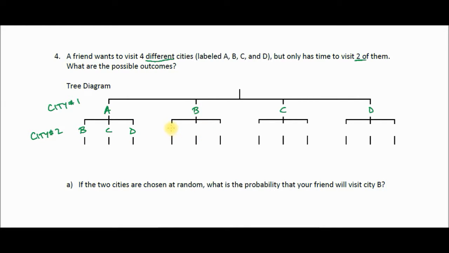And for branch B, the only possible choices are A, C, and D. And branch C, A, B, and D. And branch D, A, B, and C.